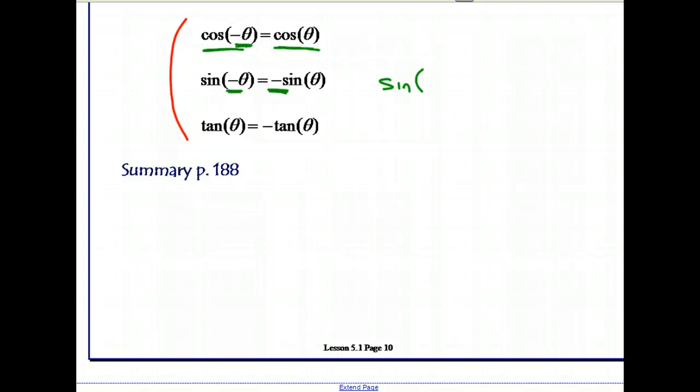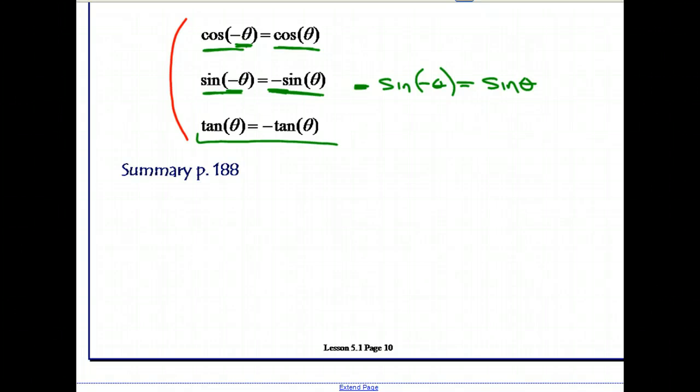Or I can write the sine of negative theta. I can put the negative out here in front too, can't I? Because I'm just multiplying both sides by -1. And think of the negative sign as meaning opposite. So the sine of negative theta is the opposite of the sine of theta.